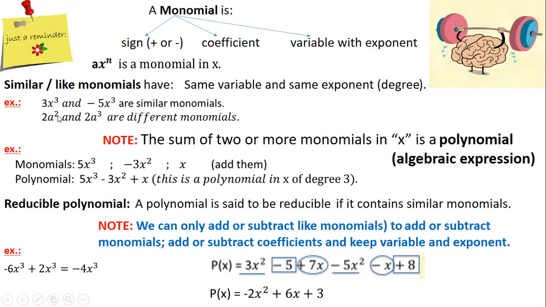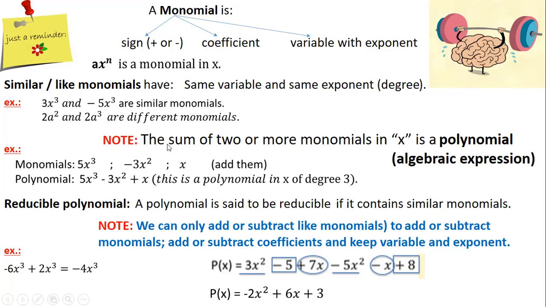While 2a squared and 2a cubed are different or unlike monomials. So here, if you look, the variable is a and the variable is a, but the exponent of the first variable is 2. The exponent of the second variable is 3. Because they have different degrees, these are different or unlike terms or monomials.